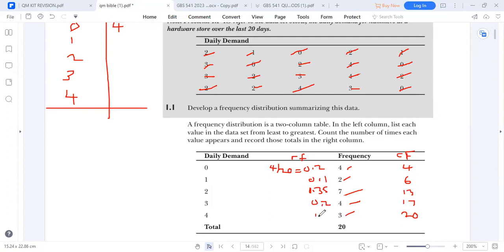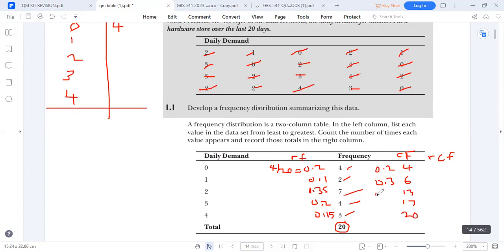3 out of 20, 0.15. So we're just dividing the totals over the grand total. About relative cumulative frequency, you'll be dividing or adding. You will divide 4 divided by 20, 0.2. 6 divided by 20, 0.3.